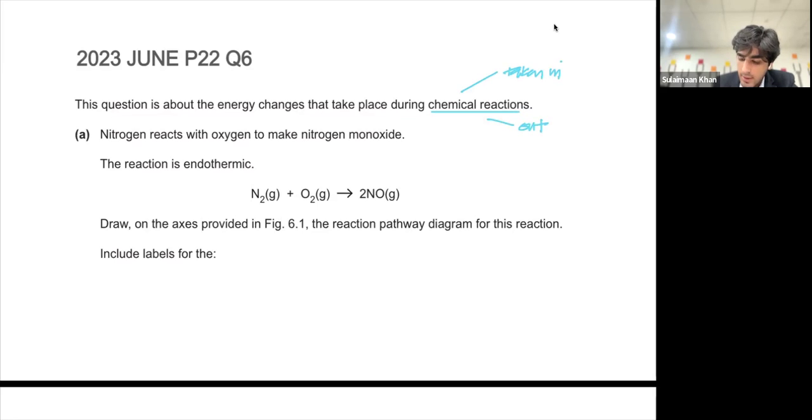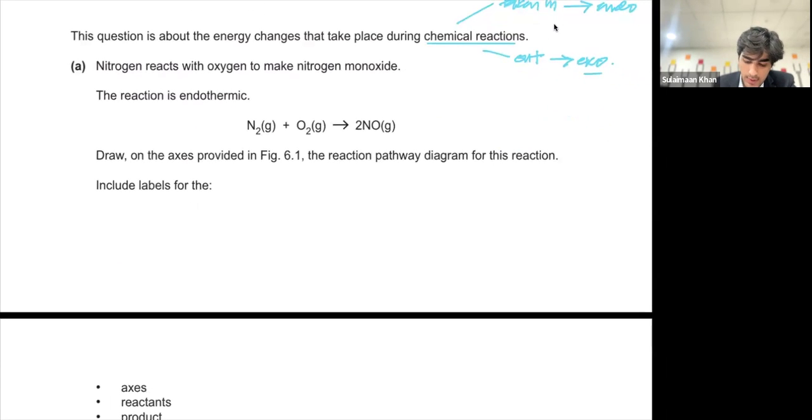Endothermic or exothermic? If it's taken in from the surroundings, we call it endothermic. If it's given out to the surroundings, we call it exothermic. Now it says nitrogen reacts with oxygen to make nitrogen monoxide. The reaction is endothermic, which means the overall enthalpy change is going to be positive or negative?